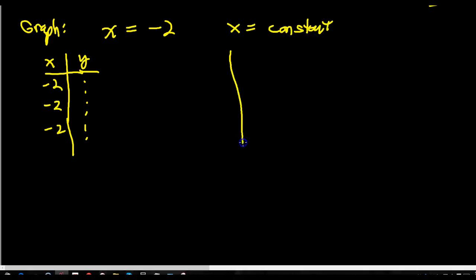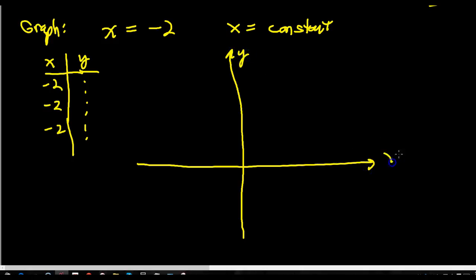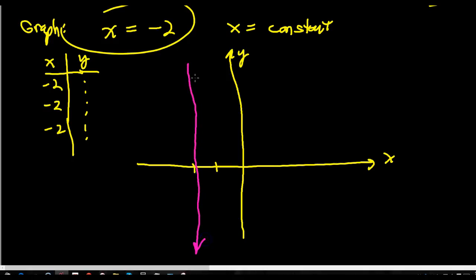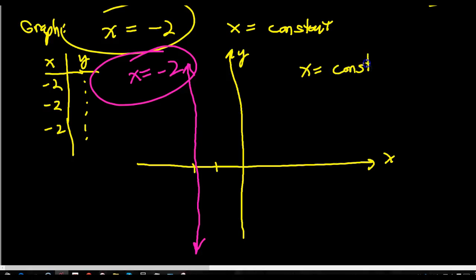If I sketch this graph, this is the set of all points in the xy plane that have an x coordinate of minus 2. In other words, x never changes. And if x never changes, you've got a vertical line. So x equals constant, vertical line. Let me write that down. X equals constant, no matter what it is. You can have something that looks like this. Vertical line.